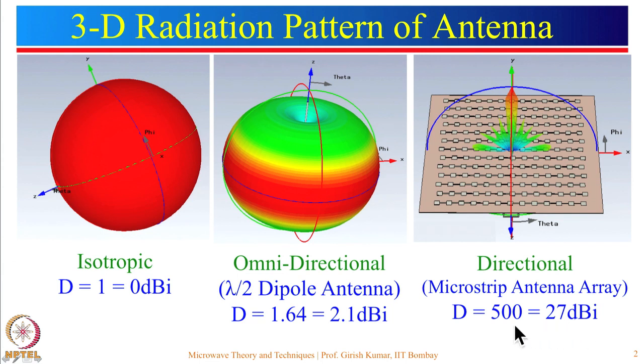How do we get this? You take 10 log 500, which is 27 dBi. Compare this directivity with the directivity of an omnidirectional dipole antenna, which is only 1.64, corresponding to 2.1 dBi. So, you can see that by using arrays of elements, we can increase the gain significantly.